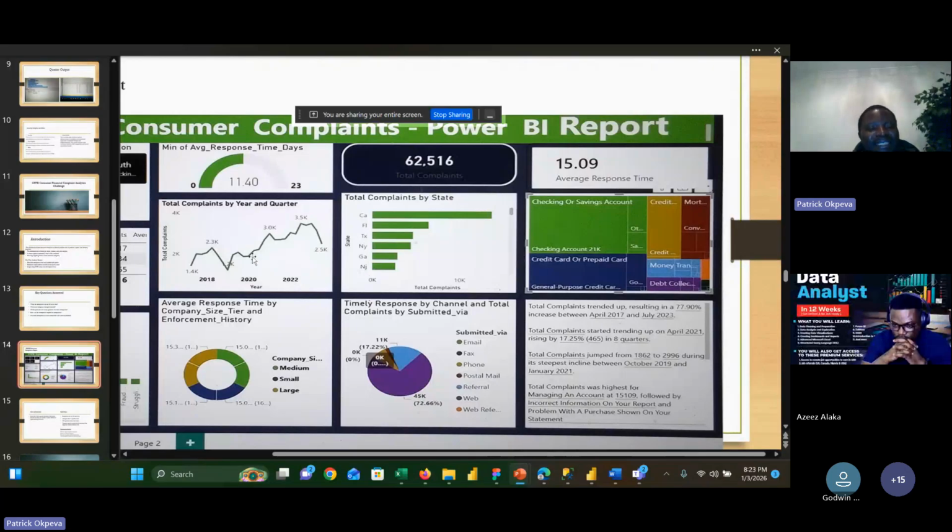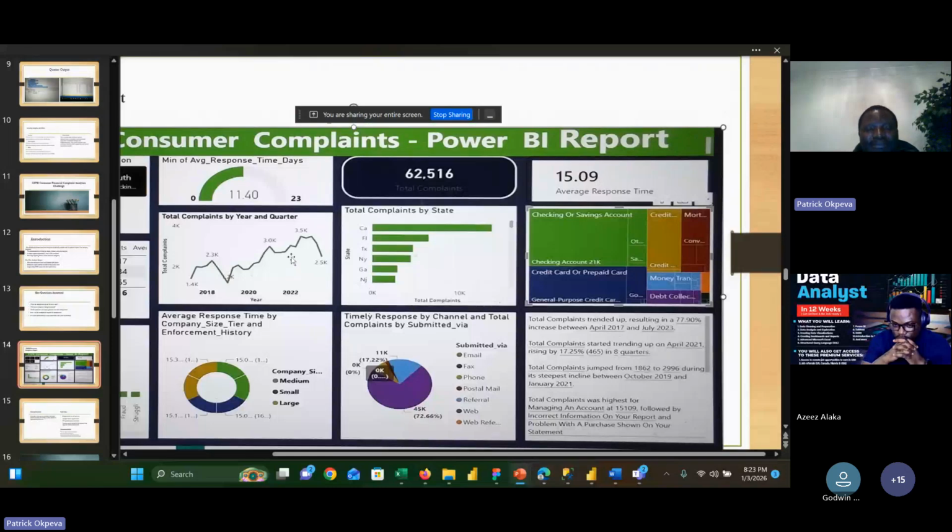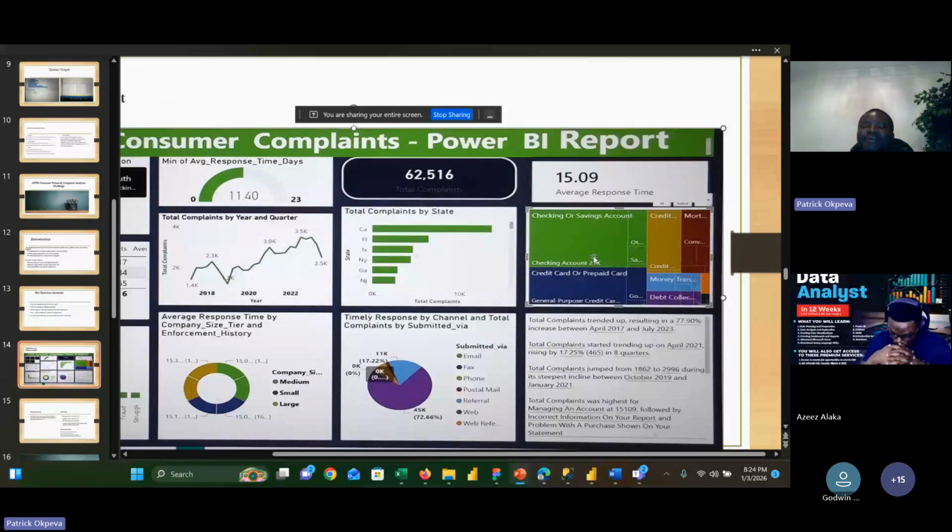And from the line chart, you can see how the complaints rise and fall over time. And what are the total complaints by state? California happens to be one of the major regions in which these complaints rise, followed by other regions, and most of these regions are located in the United States. Then I have a tree map here showing the major issues that generate these complaints.